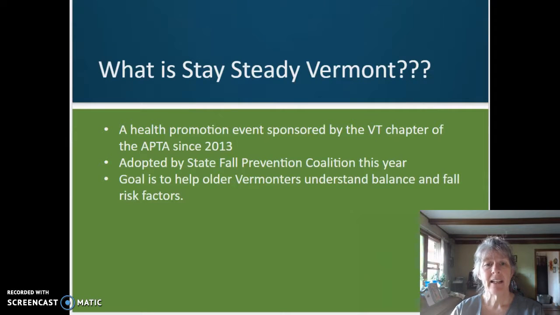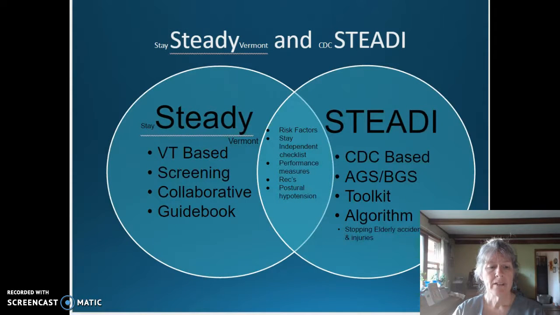So I'll tell you, it's a health promotion event sponsored by the Vermont chapter of the American Physical Therapy Association. We thought it would be a good idea back in 2013, and we've been doing it annually since then. It's been growing nicely. The goal is to help older Vermonters understand balance and understand their personal risk factors for falls. To be clear, we want to distinguish between steady with a Y and steady with an I.